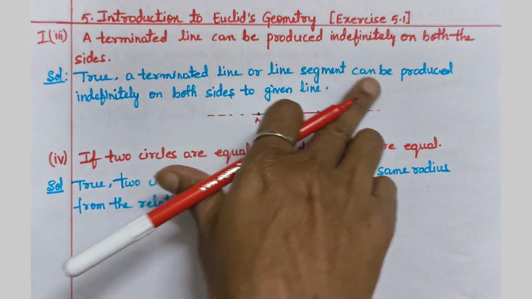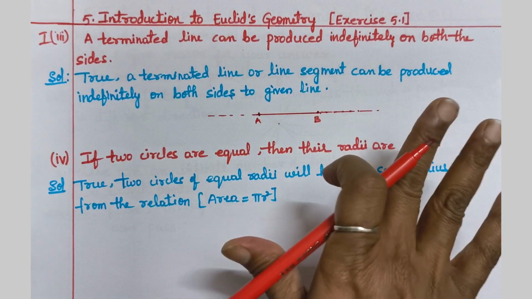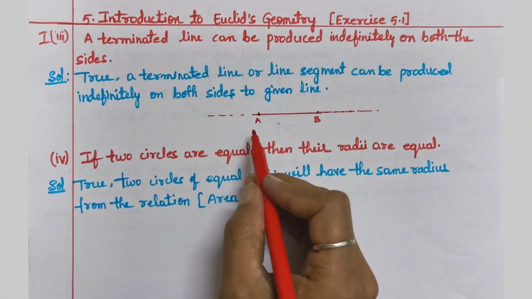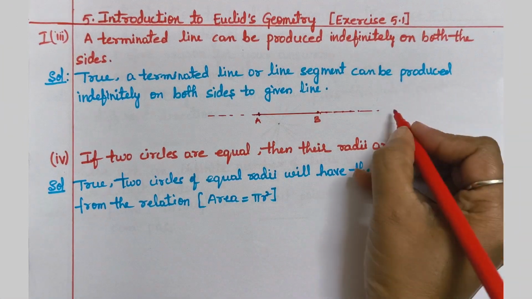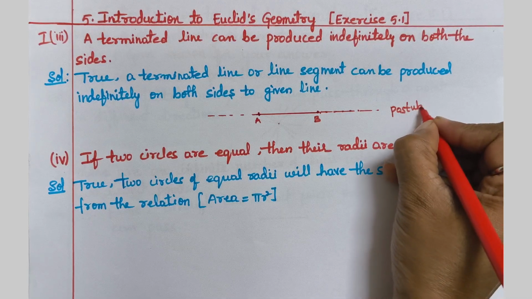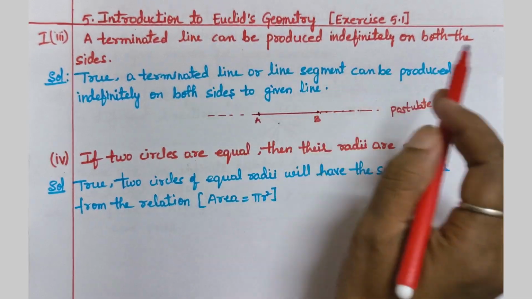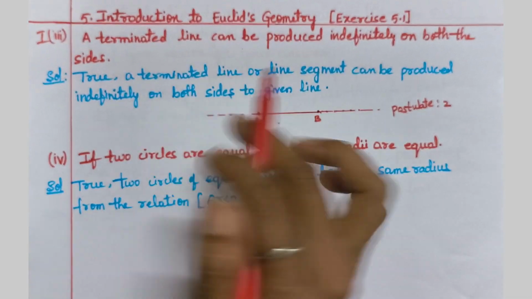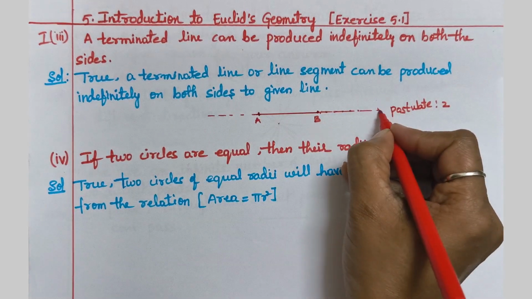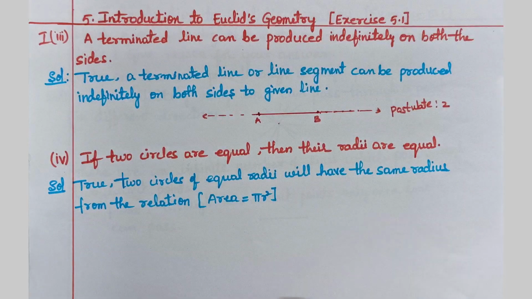A terminated line segment can be produced indefinitely on both sides. Okay, it is a true answer. Which postulate is this? This is postulate 2. A terminated line can be produced indefinitely on both sides, so it is true. A terminated line segment means if you extend both sides, it becomes a line. So this is a postulate. This answer is true.